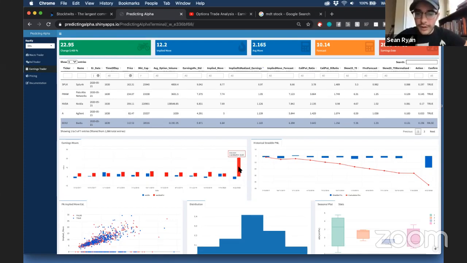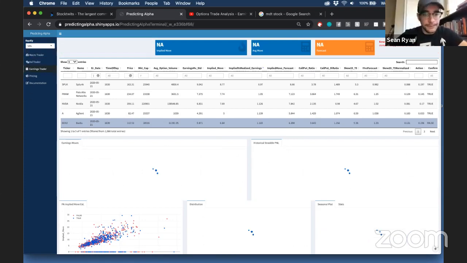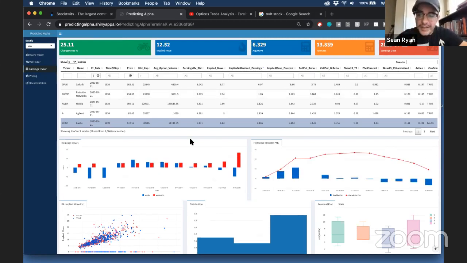Implied move for April 22nd, 2020 was 21%, 20.8%. Actual move, 2%. We made an absolute killing. Let's take a look at another one. Let's look at UAL. Not as drastic, but still pretty bad. Implied move, 16.6%. Actual move, 10%. So extremely overstated once again, right? You ended up losing 6% of your portfolio if you were long there, right?